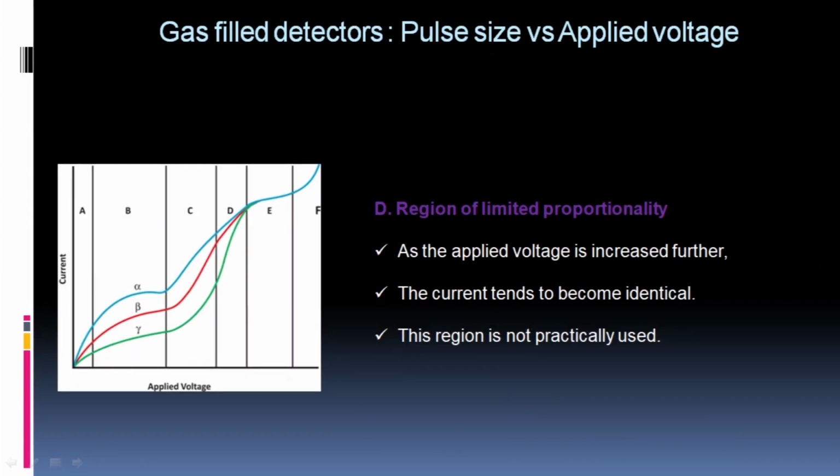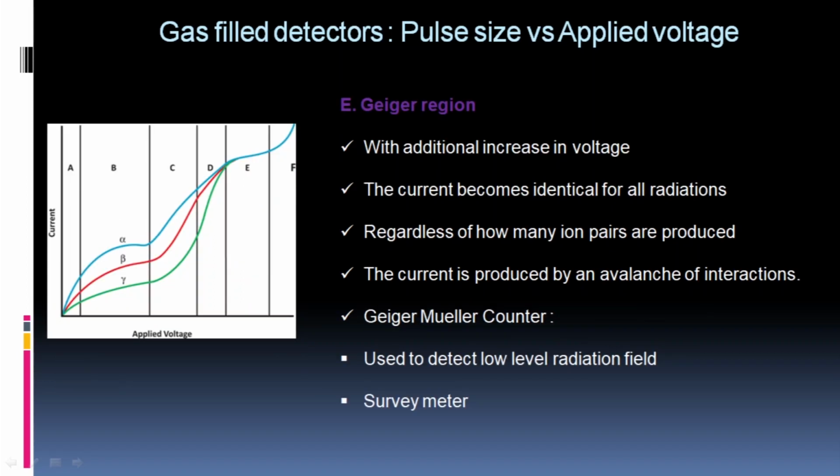Now the next region is the region of limited proportionality. This is the D region, where the applied voltage is increased further from the region of proportionality, and the current tends to become identical. This region is not practically used, and we do not devise any kind of radiation detectors for this region. Now this is the E region, and this is known as the Geiger region.